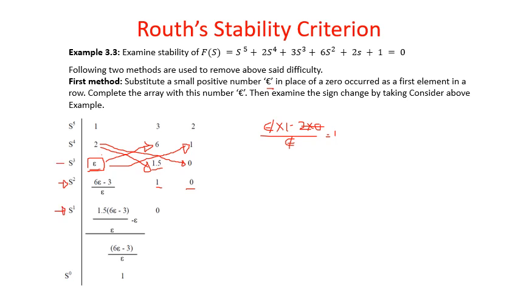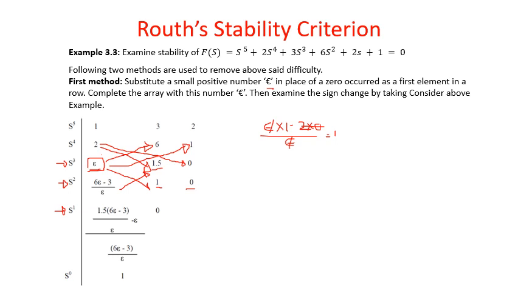work on the S3 row and the next one, the S2 row. For that, multiply 6 epsilon minus 3 by epsilon with 1.5, minus epsilon into 1, whole divided by 6 epsilon minus 3 divided by epsilon. That's what has been done here. So this is 1.5 into 6 epsilon minus 3, minus epsilon into 1, that is minus epsilon, whole divided by 6 epsilon minus 3 divided by epsilon. Here we are going to get the result.